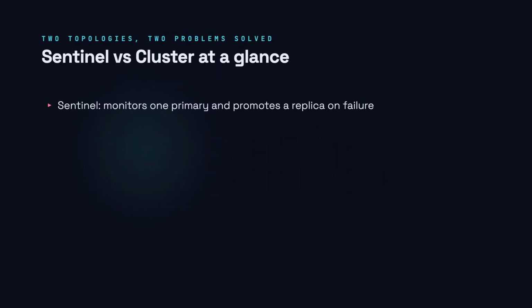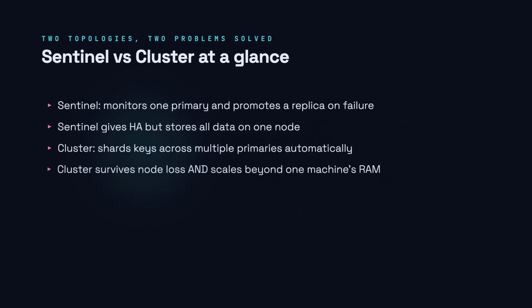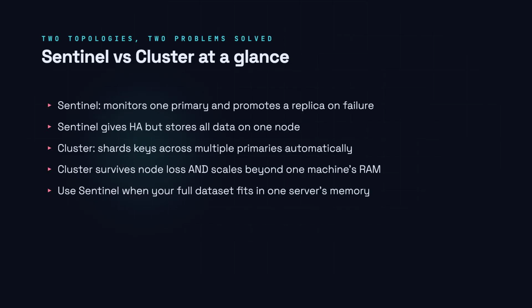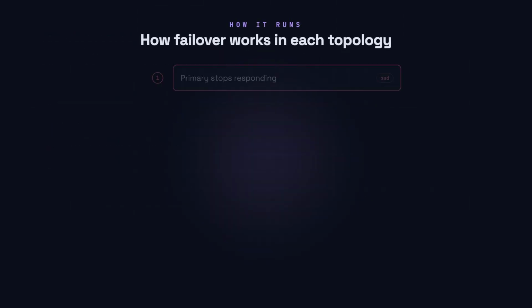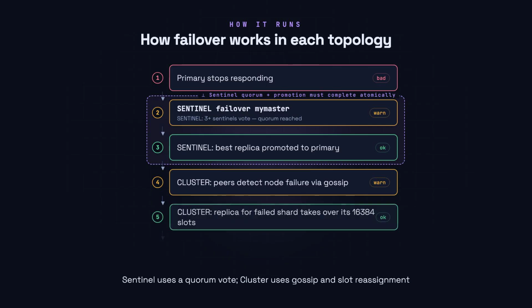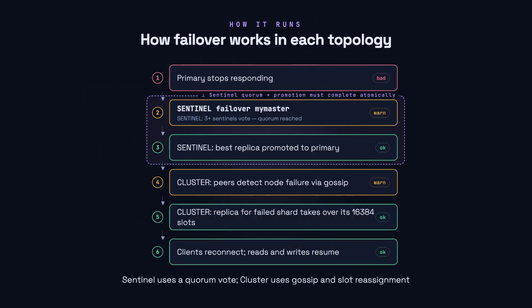Sentinel solves availability for a single dataset. It watches your primary and elects a new one if it dies. Cluster goes further by splitting your key space across many primaries, so you can store more data than any one machine can hold. In Sentinel, a quorum of at least 3 Sentinel processes must agree before a promotion happens.